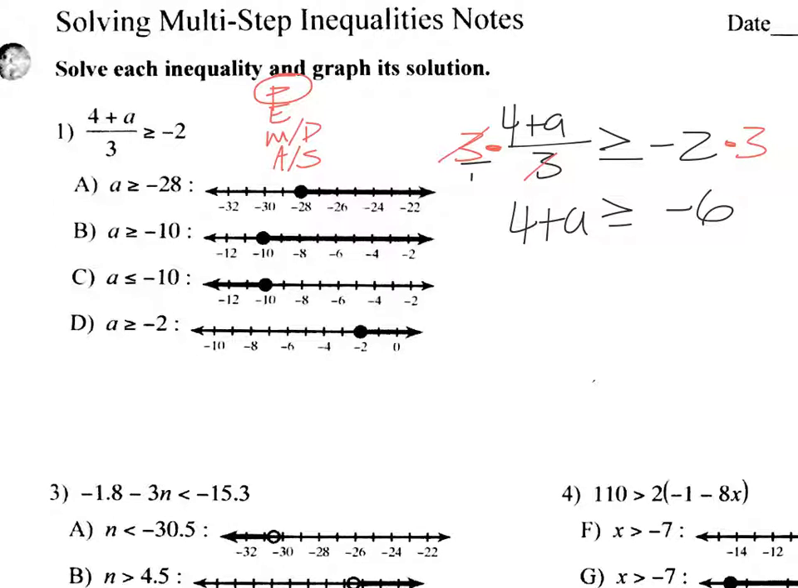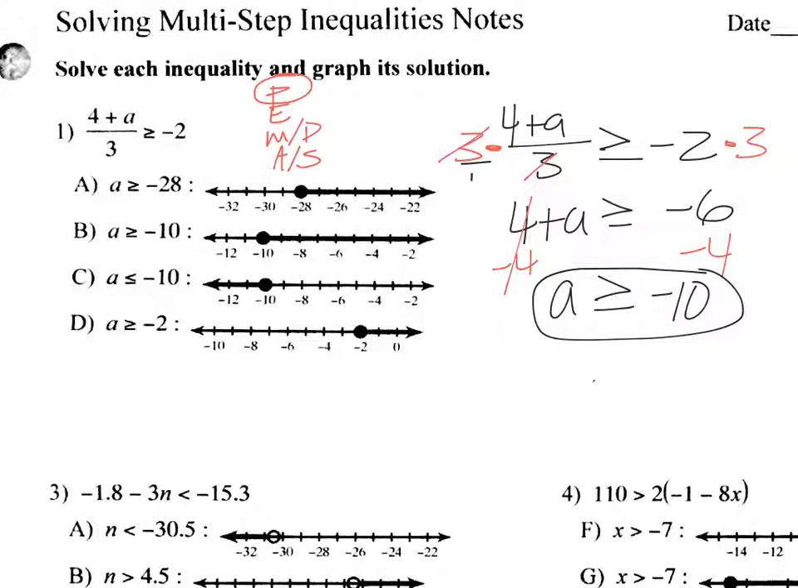Okay. Then I'm going to get rid of my 4 by subtracting 4 from both sides. So let's cancel. That's going to leave A is greater than or equal to. Now again, I'm subtracting 6, so I'm not multiplying or dividing. So again, I leave my inequality symbol the same. And that's A is greater than or equal to negative 10. So in this case, my answer would be B.